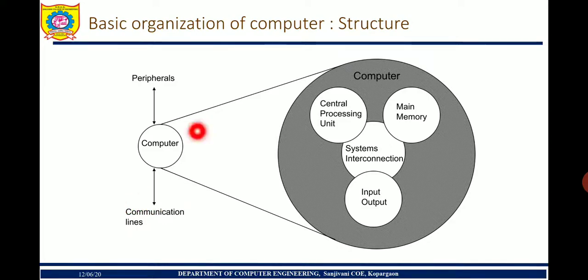Now when we zoom into this computer, this small circle becomes this huge circle in which you can see a computer has a central processing unit, that is CPU. It has a main memory, it has input output also. Input is given for processing and output is taken from the processing. To get input into a processor we need some kind of connections. That's why this system interconnection is there, which connects main memory to CPU and to input output also. That's why interconnections are important.